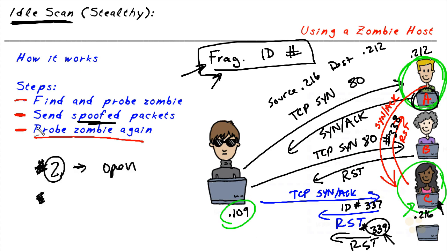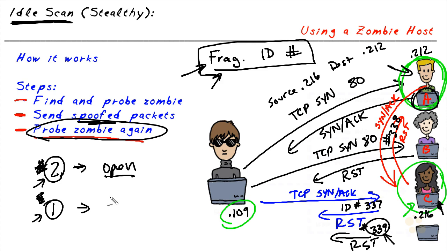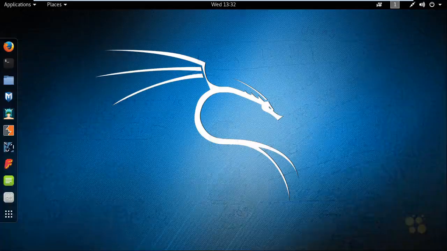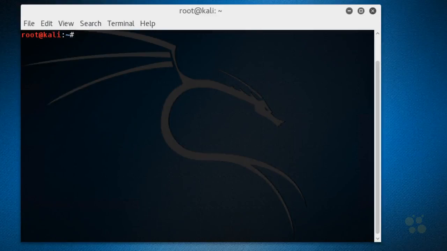So when we do that second probe of the zombie, if the ID has increased by 2, that's a good indicator that our victim machine, the target itself, has that port open. If it comes back incremented by 1, that would be indicative that the port on the target machine is closed, or at least filtered.